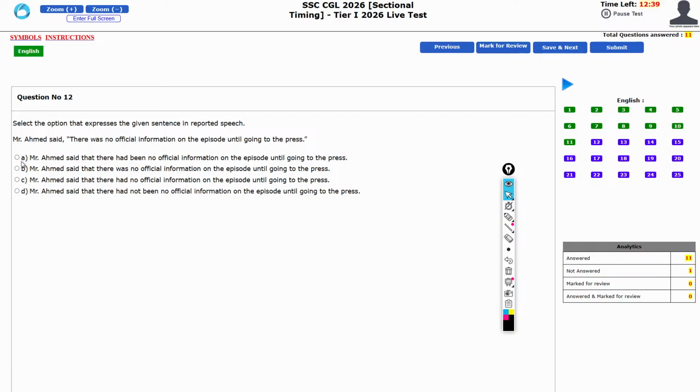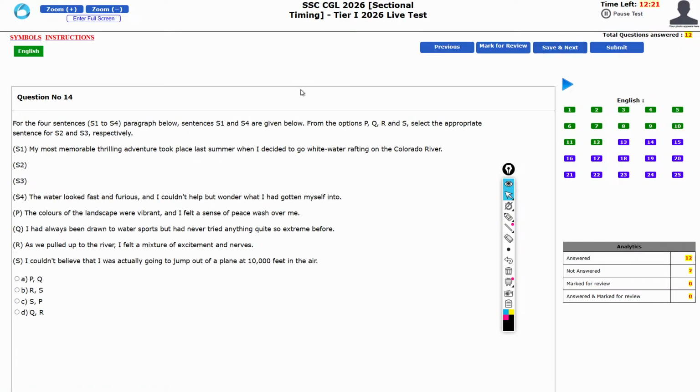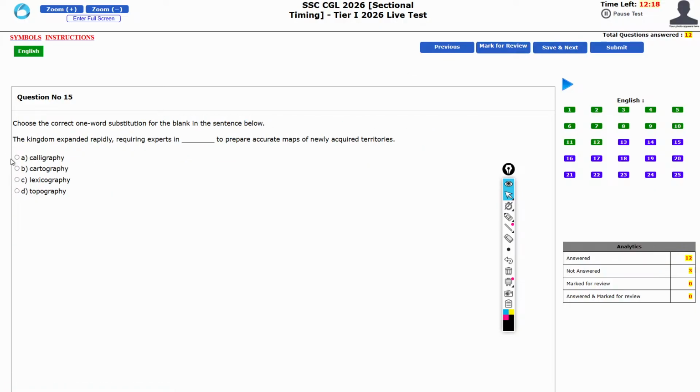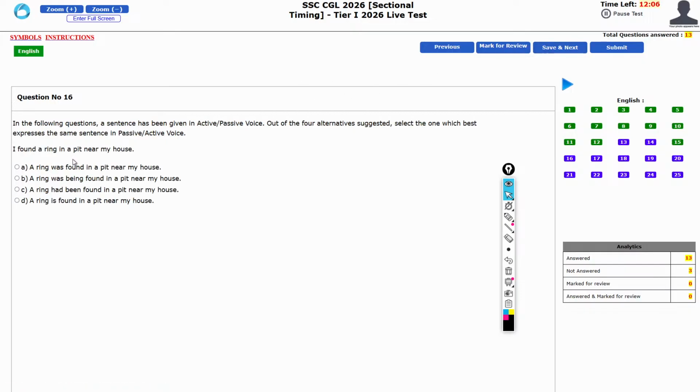Mr. Ahmed said there was no official information on the episode until going to the press. Said there had been, no, had not been, no. So had been no. Okay, PQRS later. Later, the kingdom expanded rapidly, requiring experts in dash to prepare accurate. Okay, cartography. I found a ring in a pit near my house. A ring was found. A ring was found only in one option. So this one.